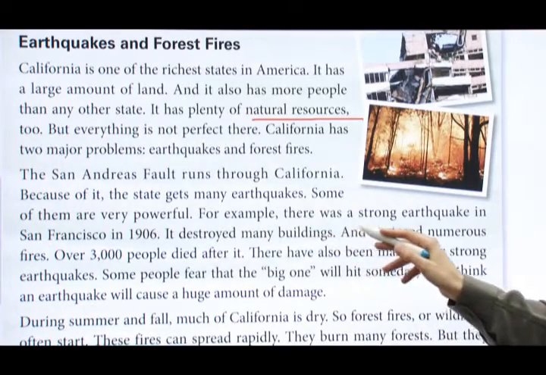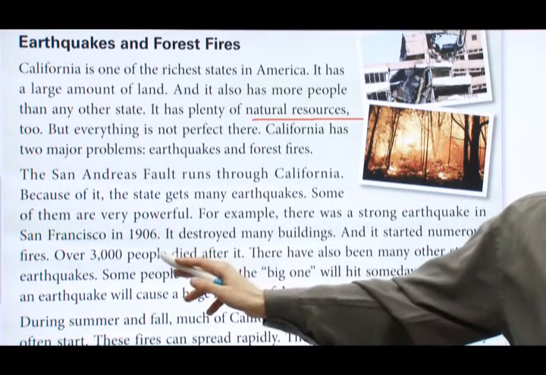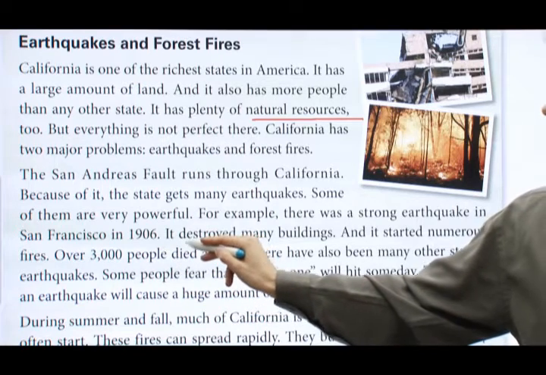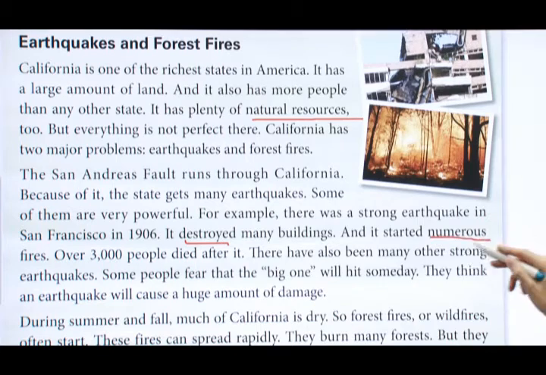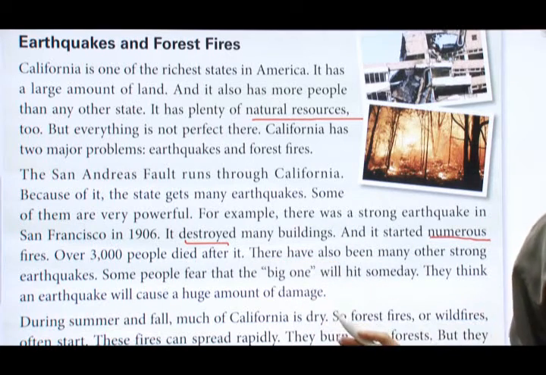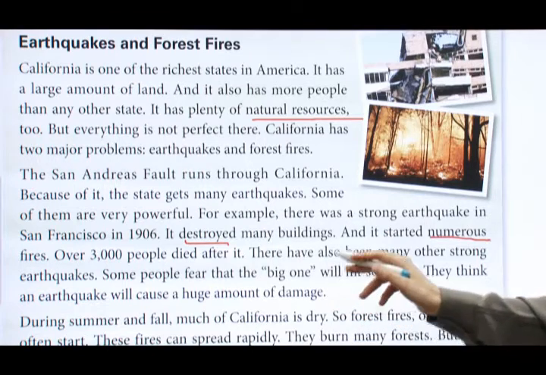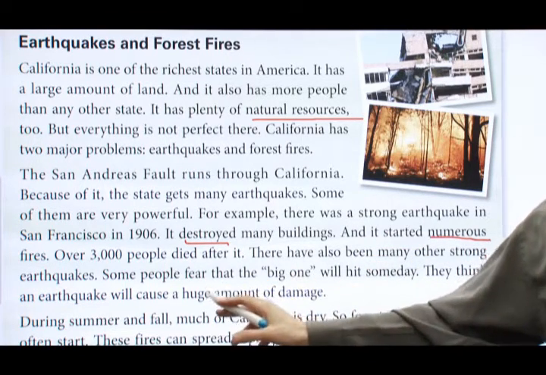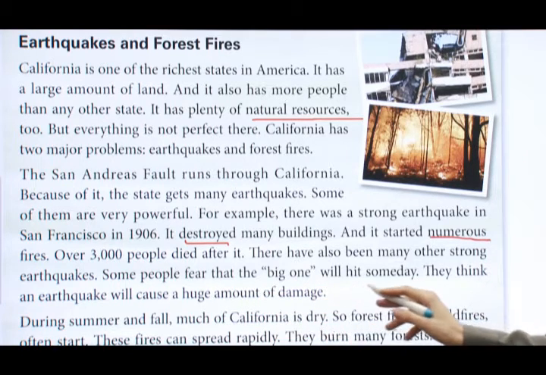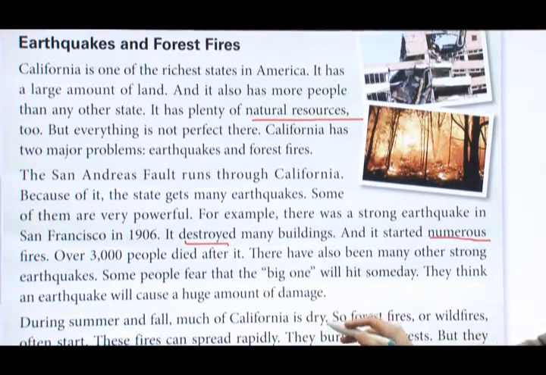For example, there was a strong earthquake in San Francisco in 1906. It destroyed many buildings and it started numerous fires. Over 3,000 people died after it. There have also been many other strong earthquakes. Some people fear that the big one will hit someday. They think an earthquake will cause a huge amount of damage.